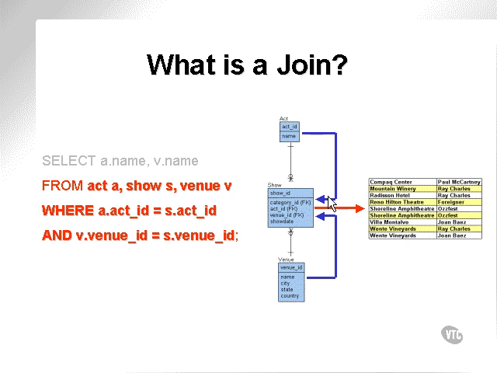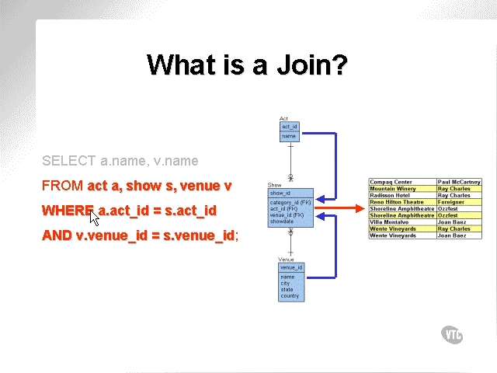So the blue arrows indicate the joins into the show table, and the red arrow indicates the final join of the three tables, giving you venue names and ACT names. In other words, many ACTs within venues.